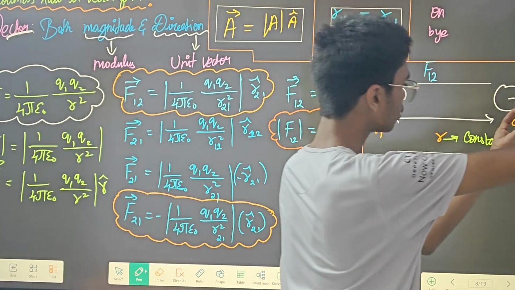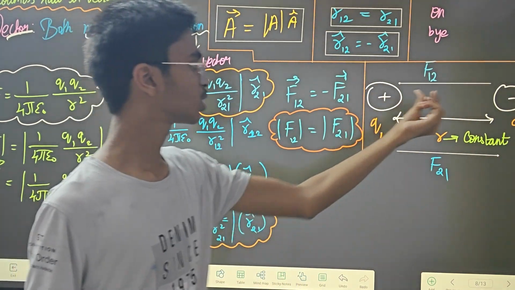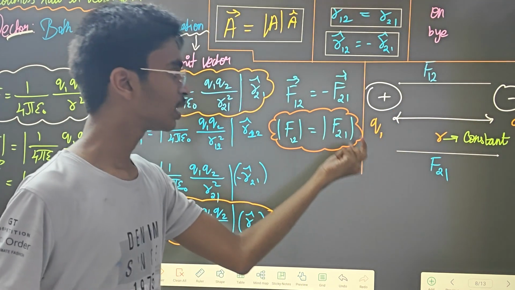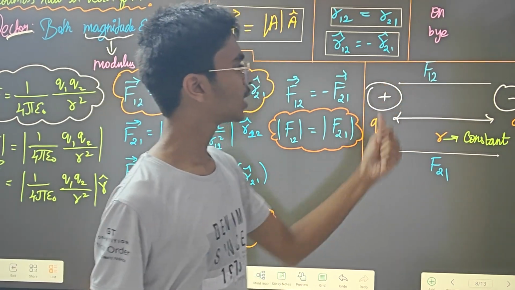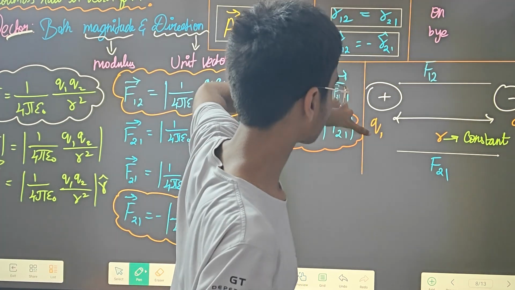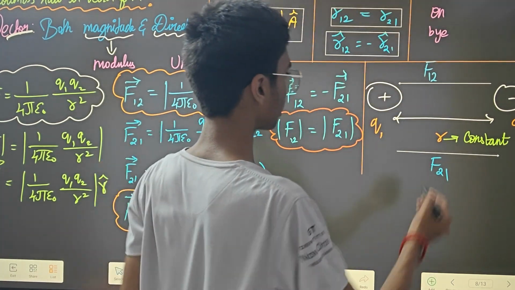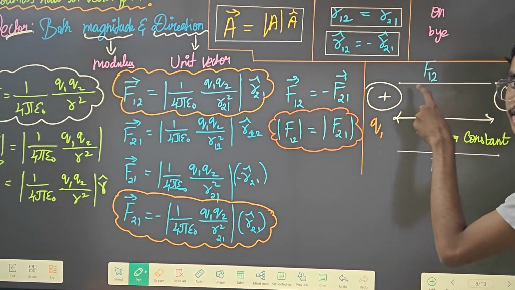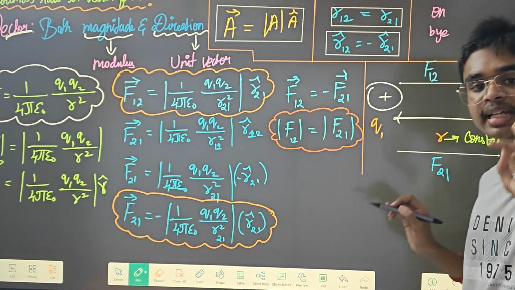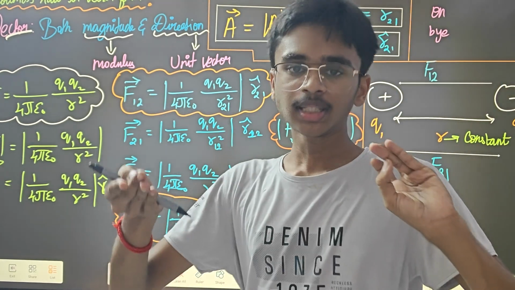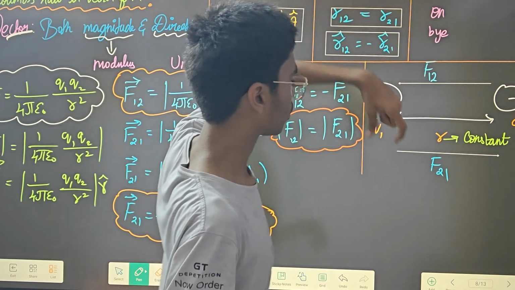So the force which is given by Q2 on Q1 has to be represented as F12. The first index, 1, represents Q1, and 2 represents Q2. First you have to write the body on which the force is acting, then secondly you put the body by which the force is being given. So here it is going to be Q2. So this is F12, and here it is F21.